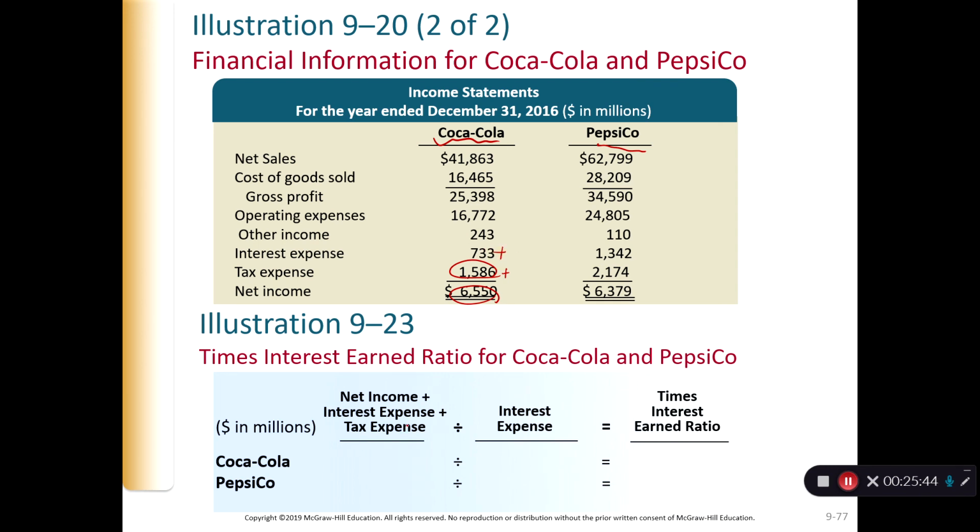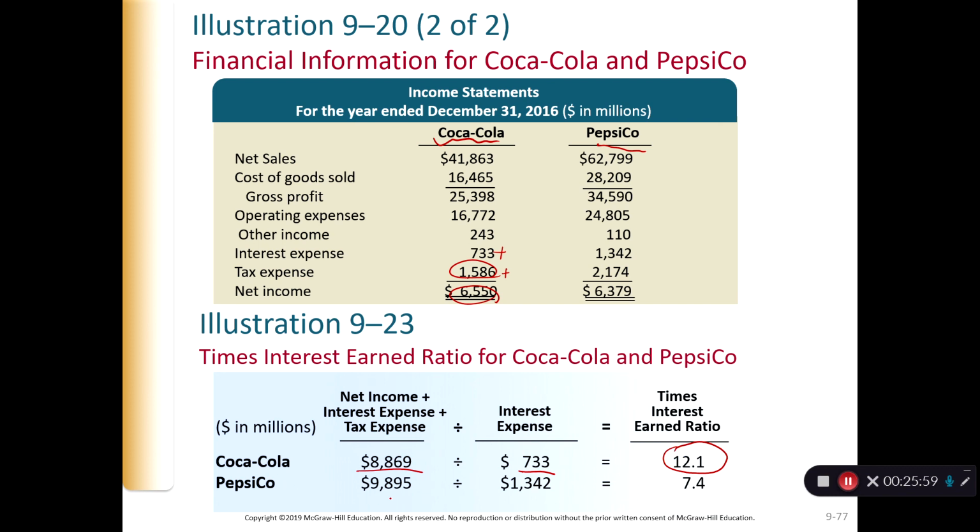So that means we are getting a value of 88,969 dividing the interest expense of 733. We get a times interest earned ratio of 12.1.